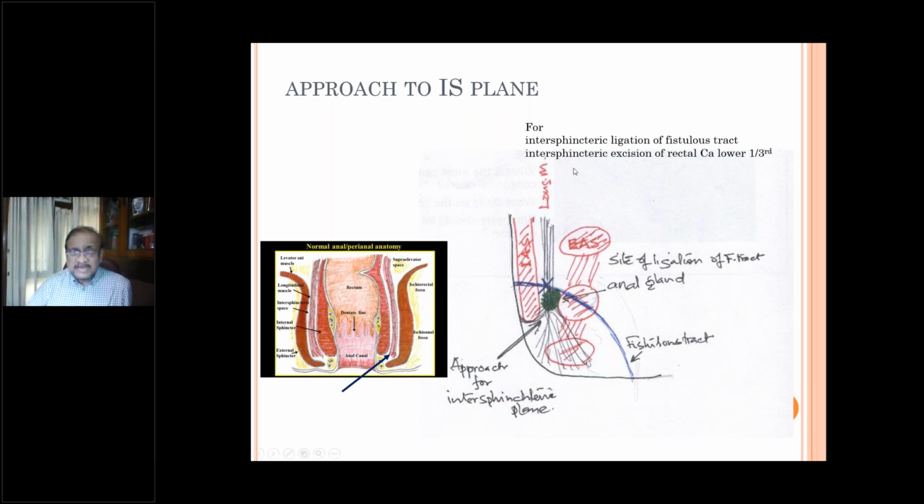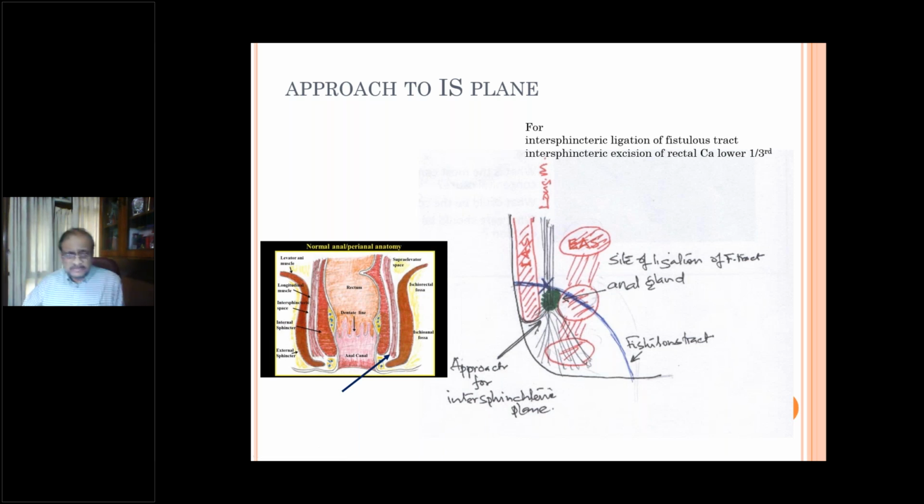When you're doing an intersphincteric excision of rectal carcinoma of the lower third, which is now one of the accepted methods. In lower third rectal carcinoma, the treatment is APR, abdominoperineal resection. That basically means what? The whole of your anal canal goes. So you're excising this whole thing. You throw it out. So now how does the rectum open? You have to do a colostomy. Now that patient is subjected to a lifelong colostomy.